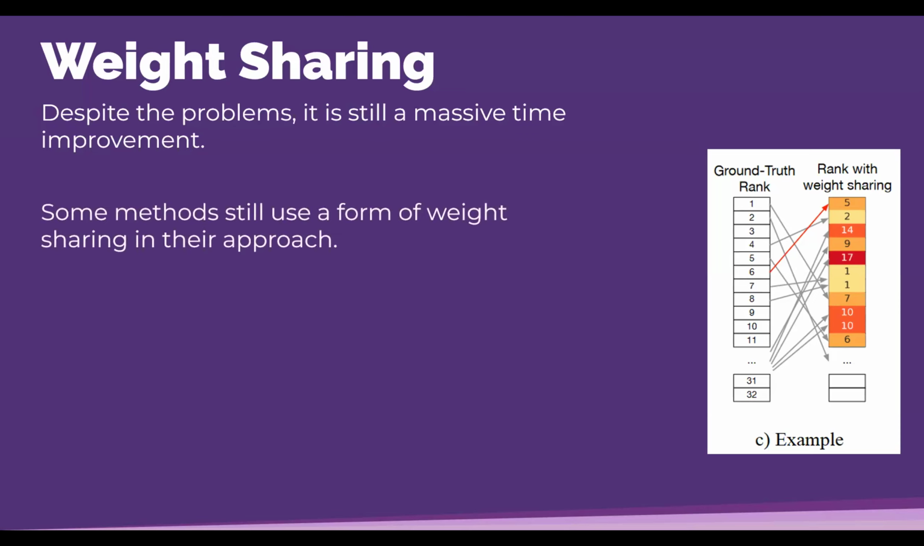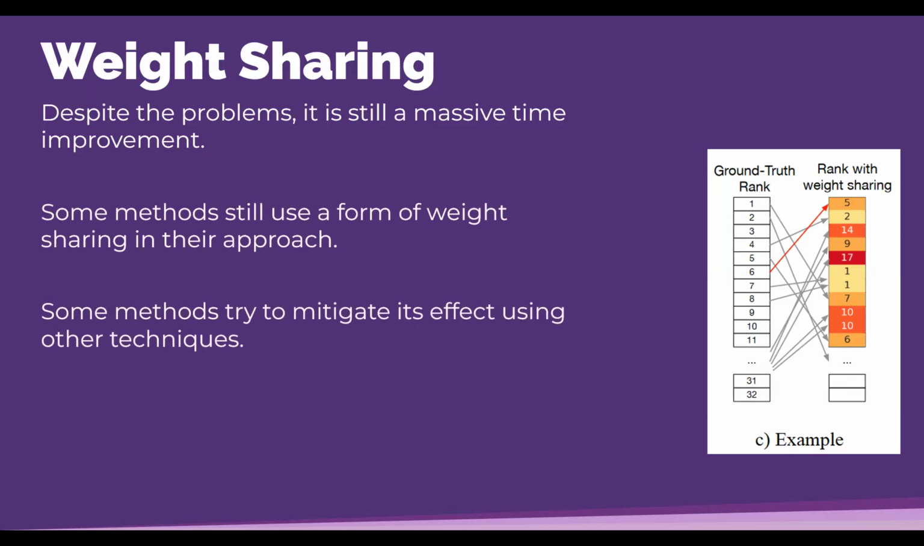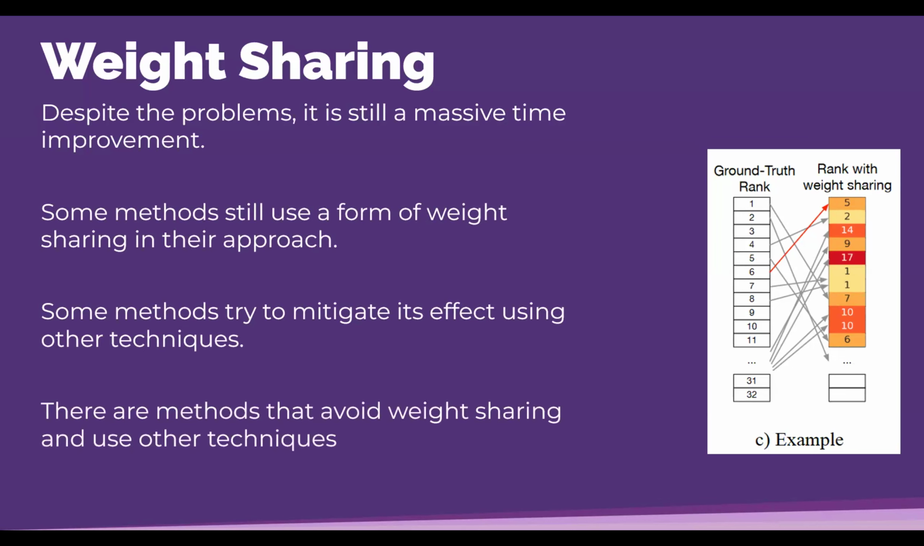Some methods try to mitigate its effects using other techniques. There's a NAS algorithm called FastNAS, which weight shares only in blocks, so it doesn't weight share across the whole network, to mitigate the effect. As we saw in the paper, the disparity generated by weight sharing is correlated to the amount of weight sharing itself. And there are methods that avoid weight sharing altogether and use other techniques, but they each have their pros and cons.